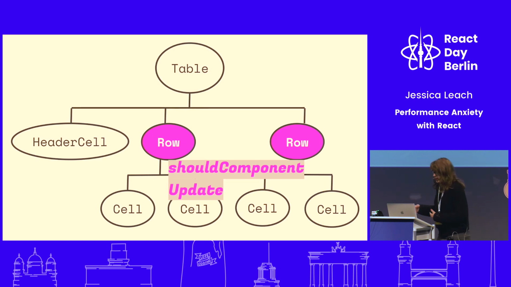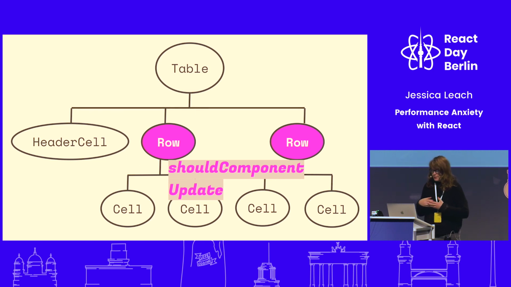So this is the structure of the animals app that I just showed you. If we put shouldComponentUpdate in the row component, we don't get a wasted re-render there or in the cells. We could also put shouldComponentUpdate in the table, in the container component. Then you'd avoid wasted re-renders in the header cells, the rows, and the cells.